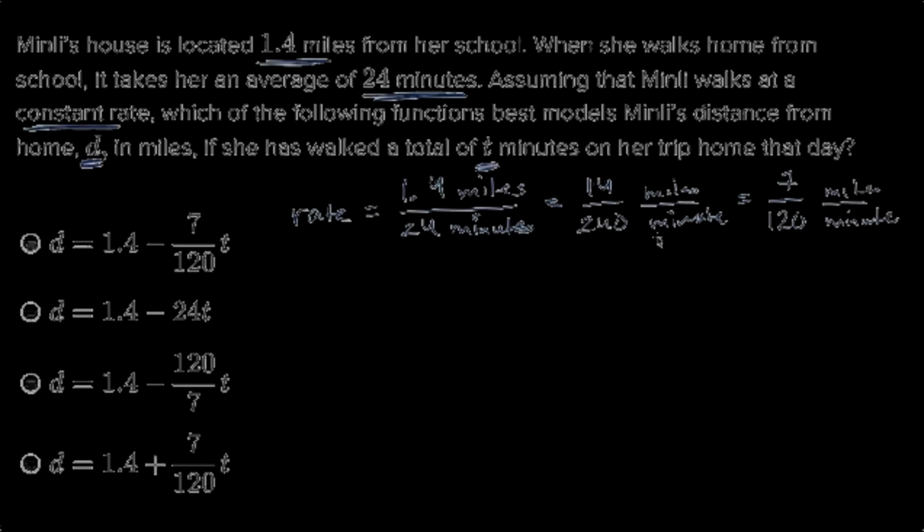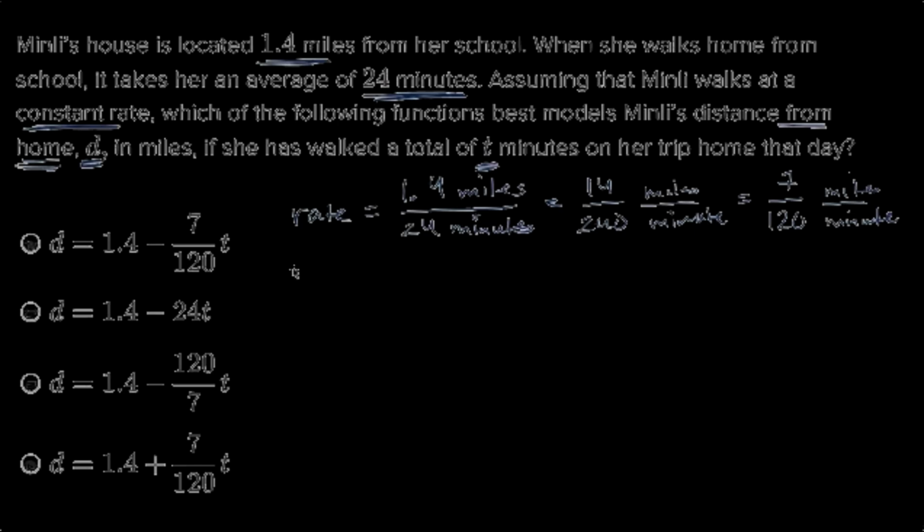Miles per minute. So we were able to figure out Minley's constant rate. Now we need to figure out D. So we have to be very careful. D is Minley's distance from home. She's leaving from school, and it's her distance from home. Remember, her home is 1.4 miles from her school.